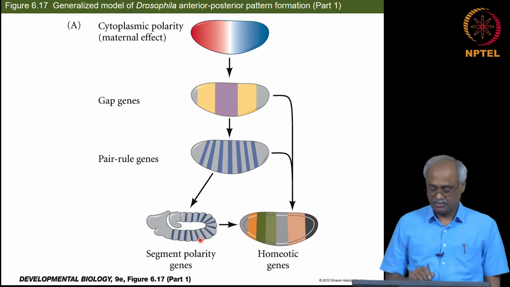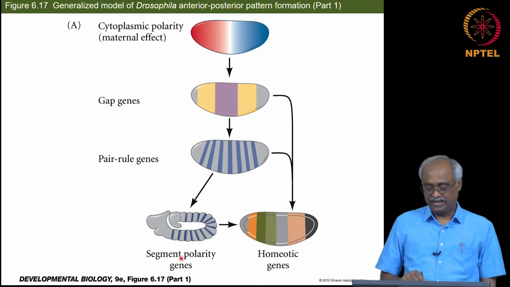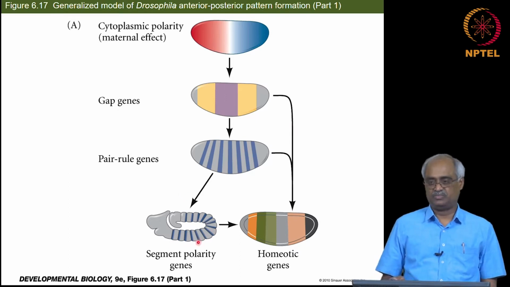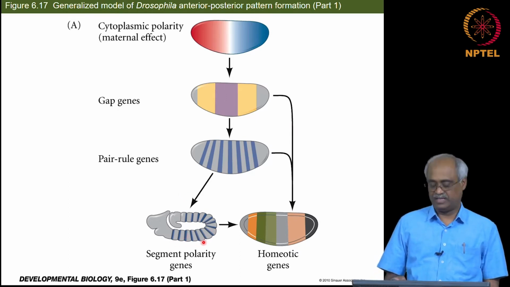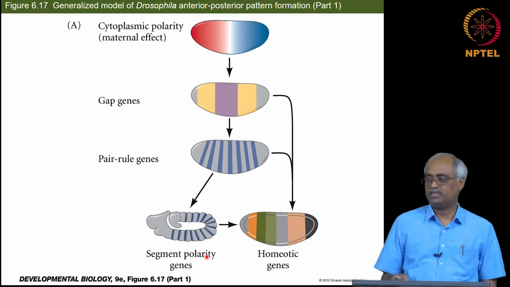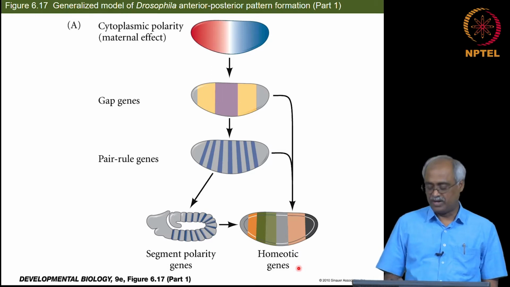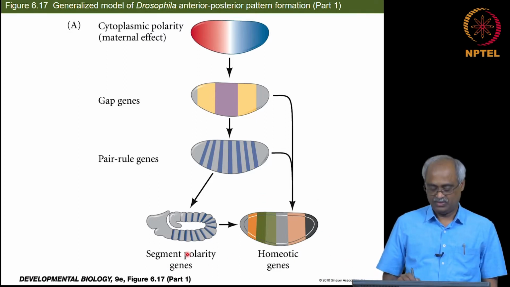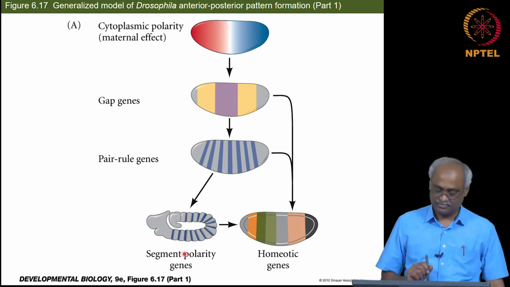So, these are the segment polarity genes, and by this time actually the embryo gets cellularized. By the time segment polarity genes are activated, it gets cellularized. Now, you can have adjacent cells signaling and influencing each other, and that finally leads to activation of what is called homeotic genes. So, today our goal is to go up to segment polarity genes. Homeotic genes we will see next class, okay. So, hopefully we will go up to this.